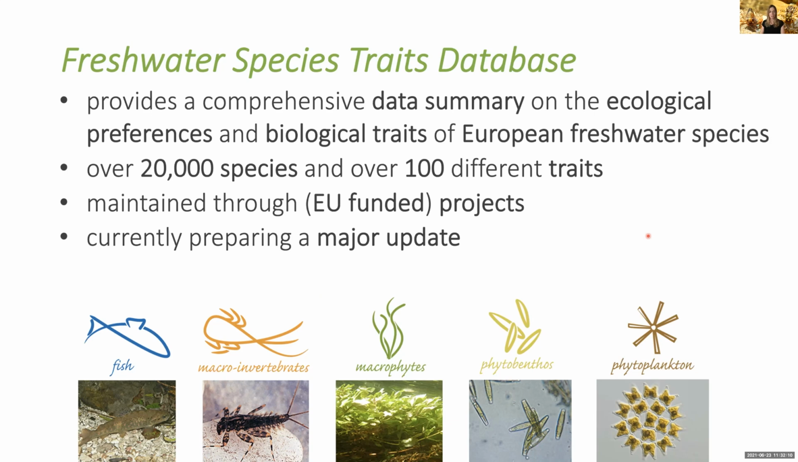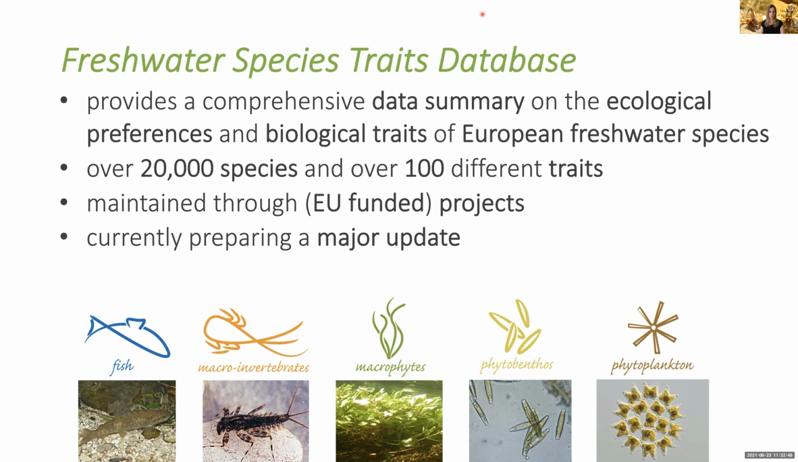We have over 20,000 different species in this database belonging to these 5 groups over here: fish, macroinvertebrates, macrophytes, phytobenthos, and phytoplankton. And we offer more than 100 traits. I even think there are more than 115 by now. Also here, this part of the Freshwater Information Platform is mainly maintained through projects. So whenever we have a project that can add information to the database, this information will be added.